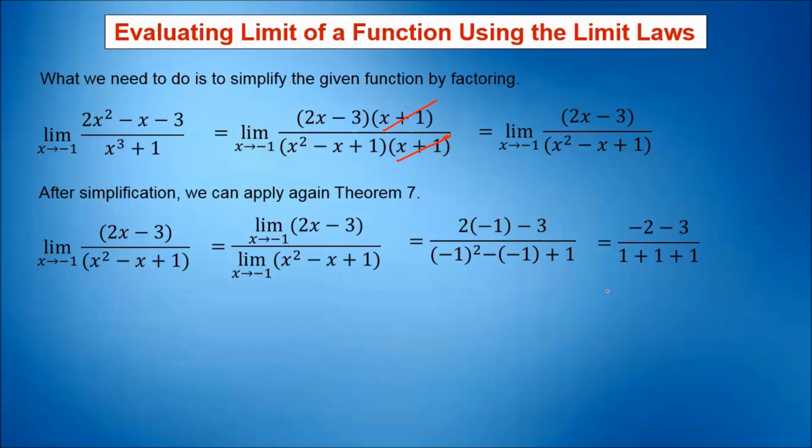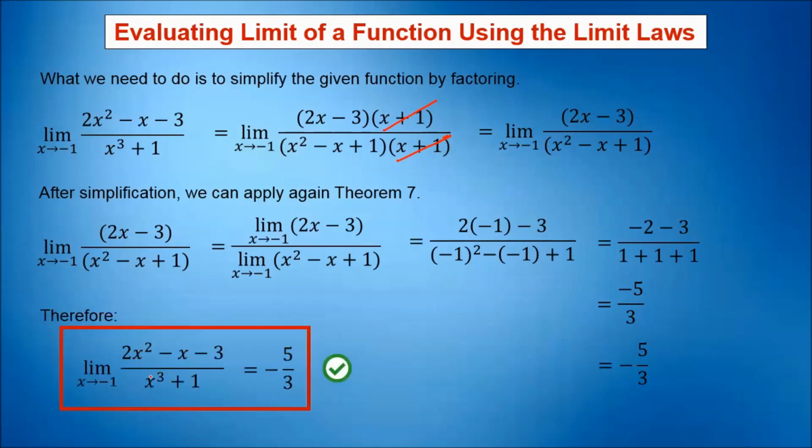Simplifying further, we have -5, which is -2 minus 3. Then the denominator is +3. So the answer is -5 over 3. Therefore, the answer for our problem, the limit of 2x squared minus x minus 3 all over x cubed plus 1 as x approaches -1, is equal to -5 over 3 by using our limit laws.